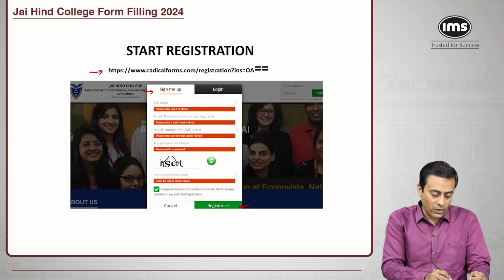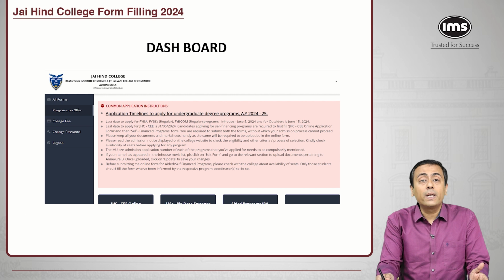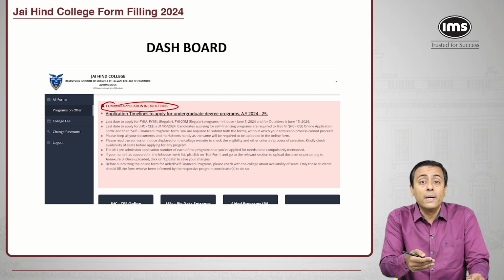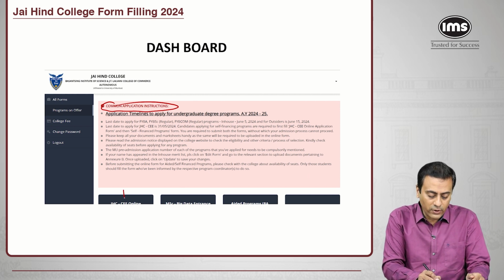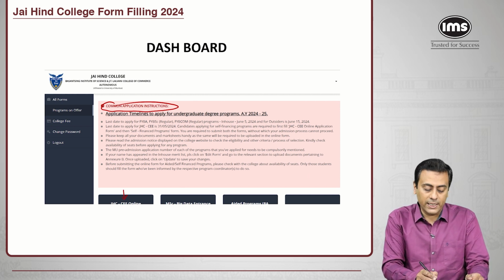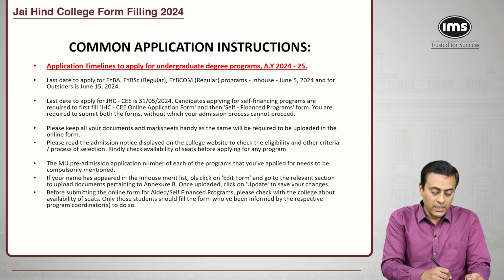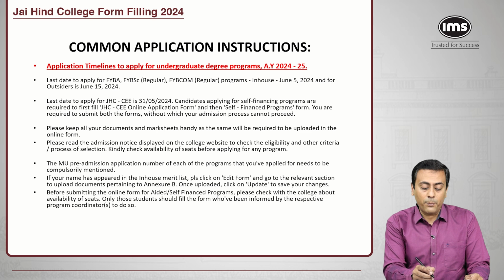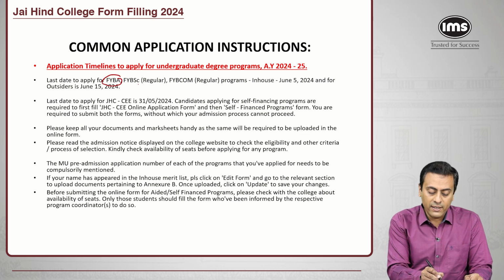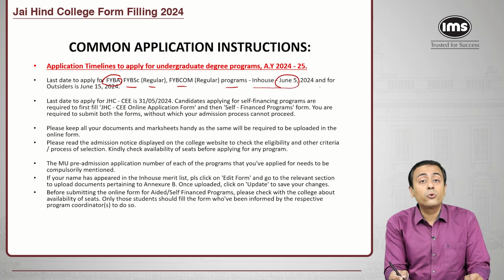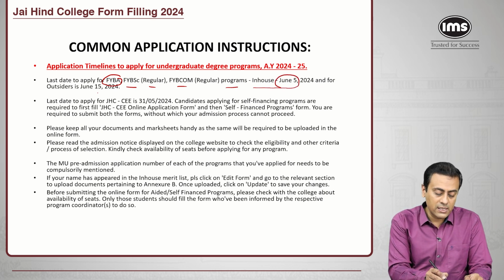The moment we click on register, you will see this tab opening up which talks about the common application instructions. Below that, there are 4 tabs you will see. We have to apply on the first tab, which is JHC-CEE. Let us see which are the important instructions. First thing, the last date to apply for the FY BA, BSc regular and FY BCom degree programs, for in-house students is June 5 and for outsiders, it is 15 June.